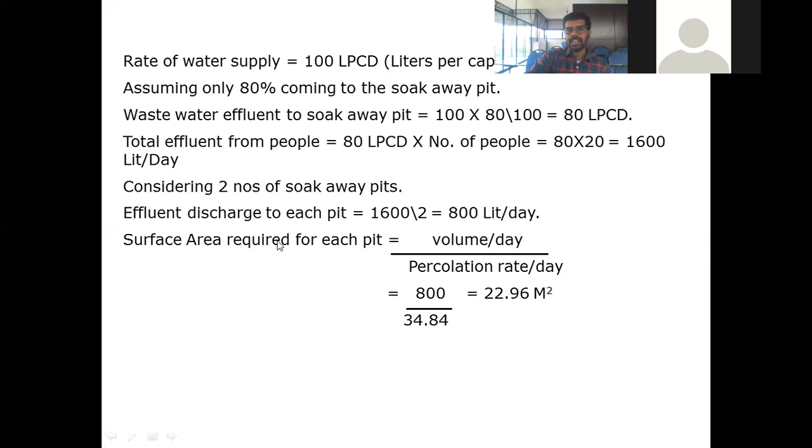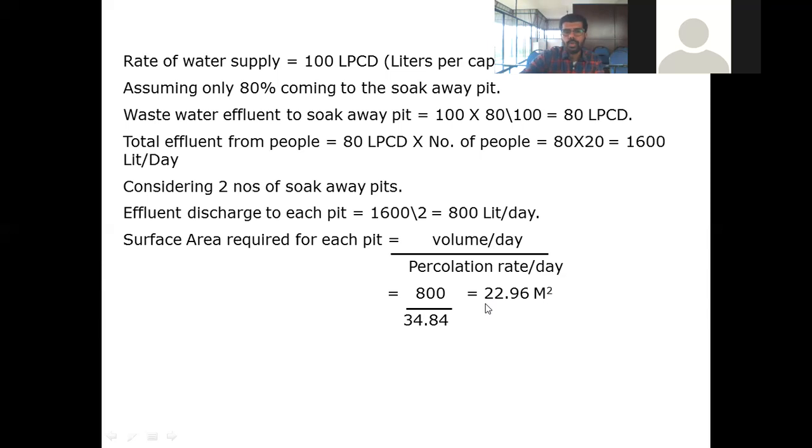So you know the surface area is volume divided by percolation rate. That is the formula. Surface area is volume divided by percolation rate. The volume will be how much? How many liters are coming each day? It is 800 liters for one soak away pit, and the percolation rate, how much was it? We have 34.84. So the surface area will be 22.96 square meters, the surface area of the soak away pit.